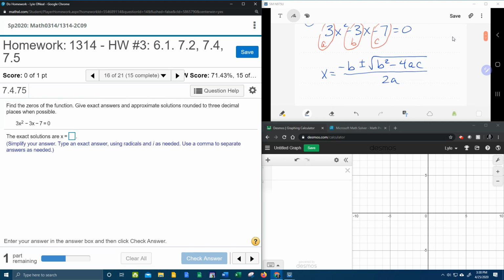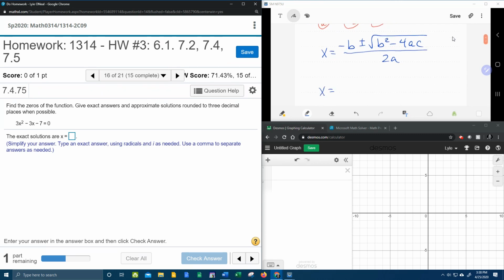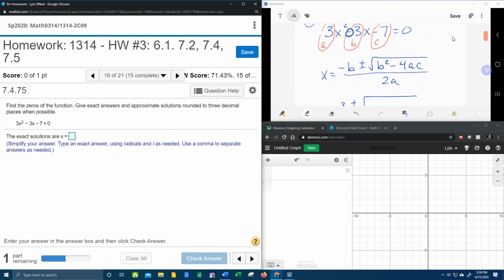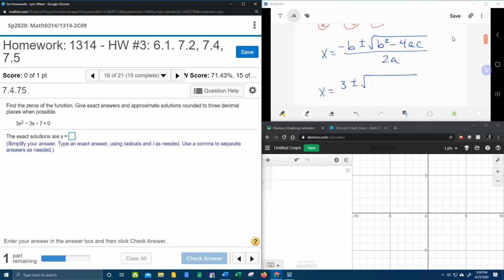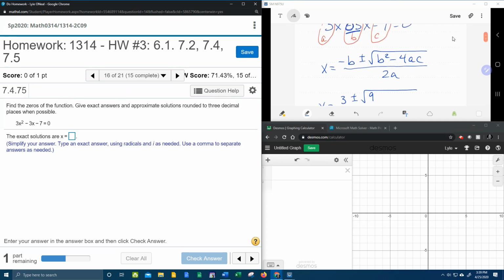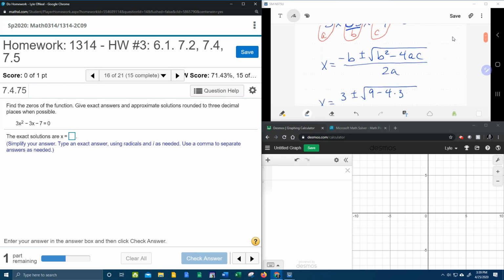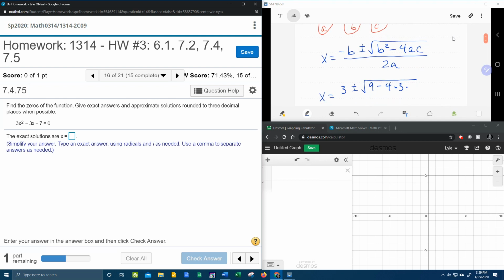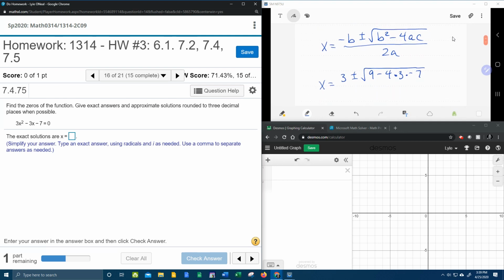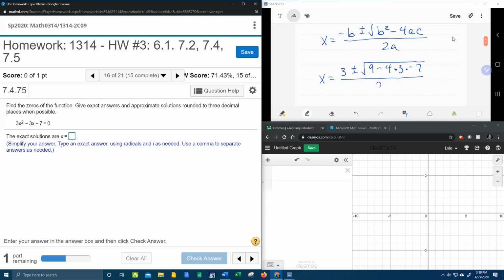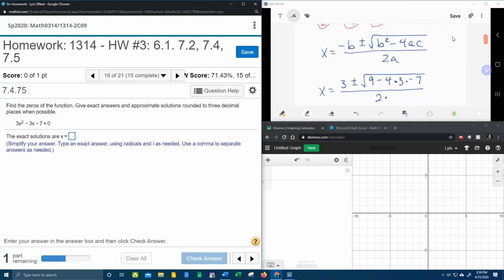Negative b, did you see that b is already negative? So the formula has a minus, and the b has a minus, so two negatives make a positive. That'll be positive 3 plus or minus square root of b squared. Now, if you take a negative number and square it, that's going to make it positive. So that's positive 9 minus 4 times a times C, which is negative 7, all over 2 times A, which is 3.